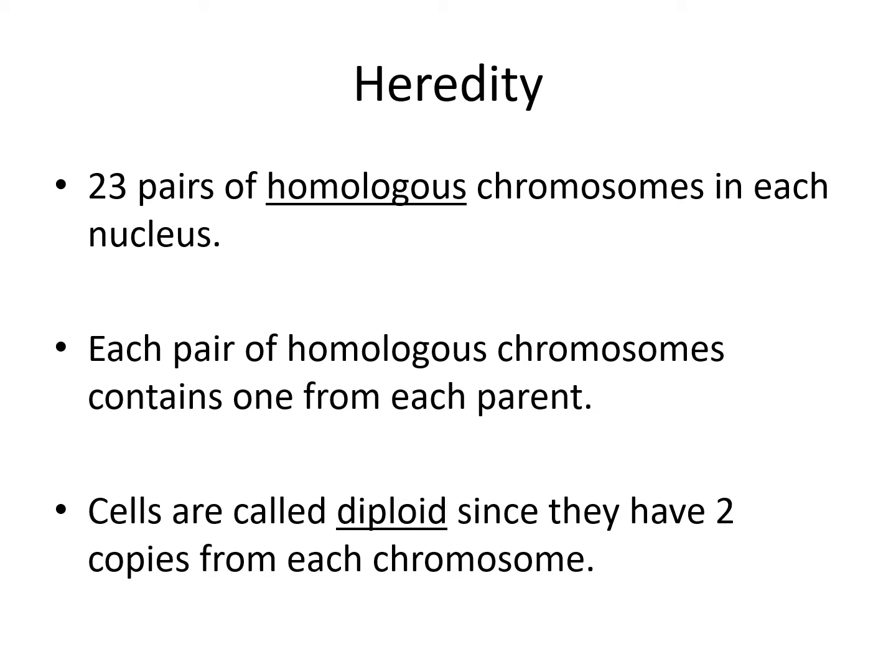We have 23 pairs of homologous chromosomes in each nucleus. And remember, we have 46 chromosomes, but we have 23 pairs of homologous chromosomes, 23 different chromosomes. So each pair of homologous chromosomes contains one from each parent. So you received one set from your mother, and you received one set from your father. Okay? And most of your body or somatic cells are diploid, since they have two copies of each chromosome.